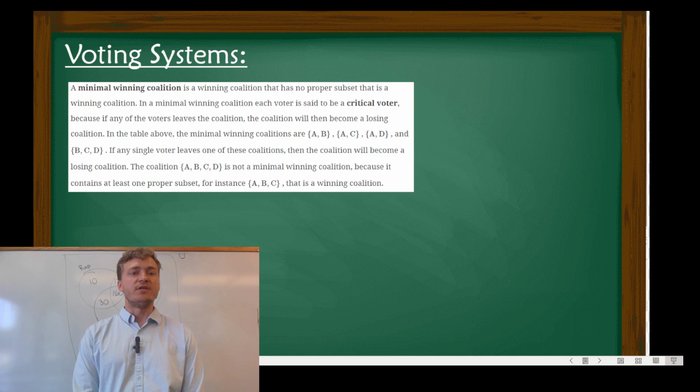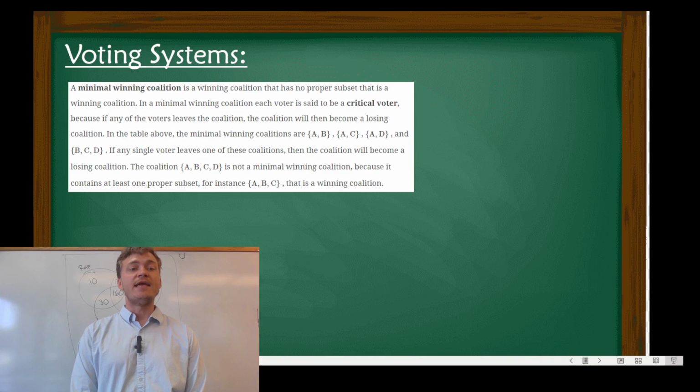A minimal winning coalition is a winning coalition that has no proper subset that is a winning coalition. In a minimal winning coalition, each voter is said to be a critical voter, because if any of the voters leaves, the coalition would then become a losing coalition. In the table that we just saw, the minimal winning coalitions are listed as follows, because, for example, if voter A and voter B vote together, that's a winning coalition. But if either of those two leaves, then it is now a losing coalition. Likewise, B, C, and D is a winning coalition because it gets a point sum of 3. However, if any of those were to leave, that would then become a losing coalition.